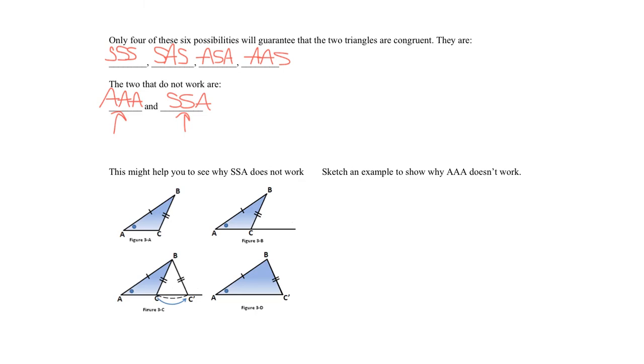So this picture is a little bit hard to see what's going on, but I'm hoping some of you can visualize this to see why SSA doesn't work. So if you look at the triangle on the left right here, we have triangle ABC, and we've got marked these 3 parts. We have the side length from A to B, that's one of our sides. We have the side length from B to C, that's one of our sides. And then here is a non-included angle of angle A. That's one of our angles. So you can see that it's trying to show the shortcut of side, side, angle.